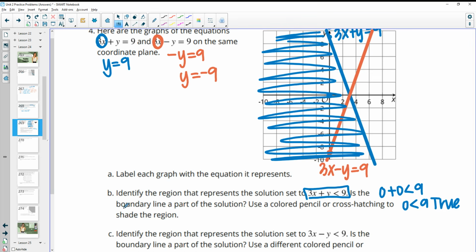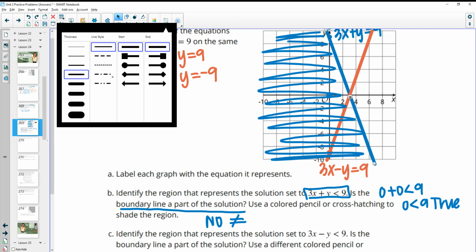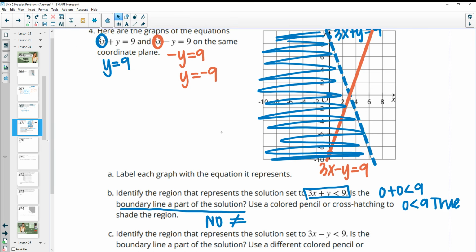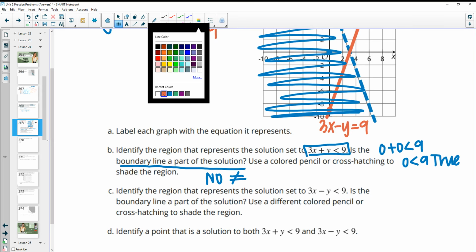And then it asks, is the boundary line part of the solution? And the answer to that is no, because it doesn't have the equal sign. So that equal sign is not there. So I'm going to go ahead and change this to a dotted line because that's not part of the solution. And then they want us to repeat this with the other one.